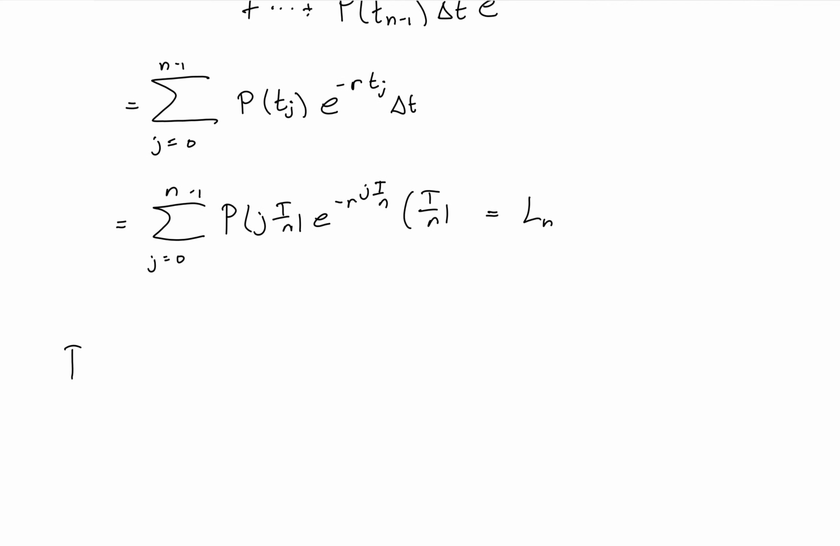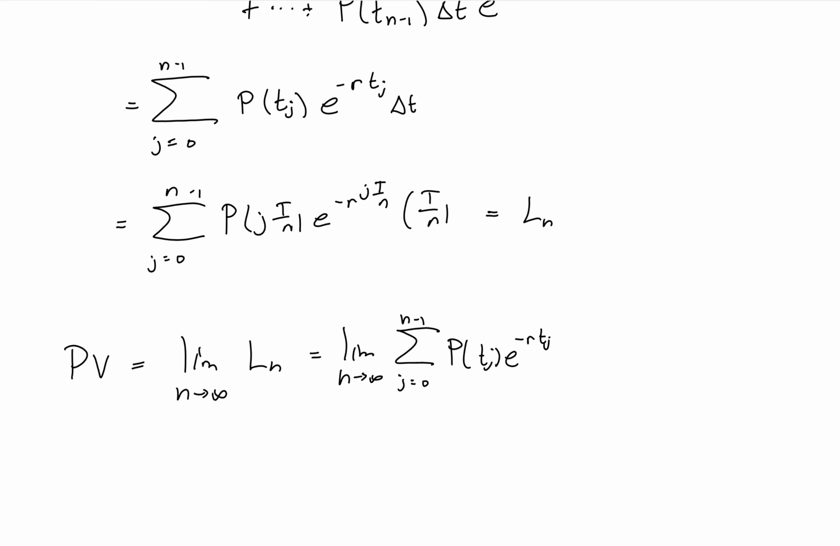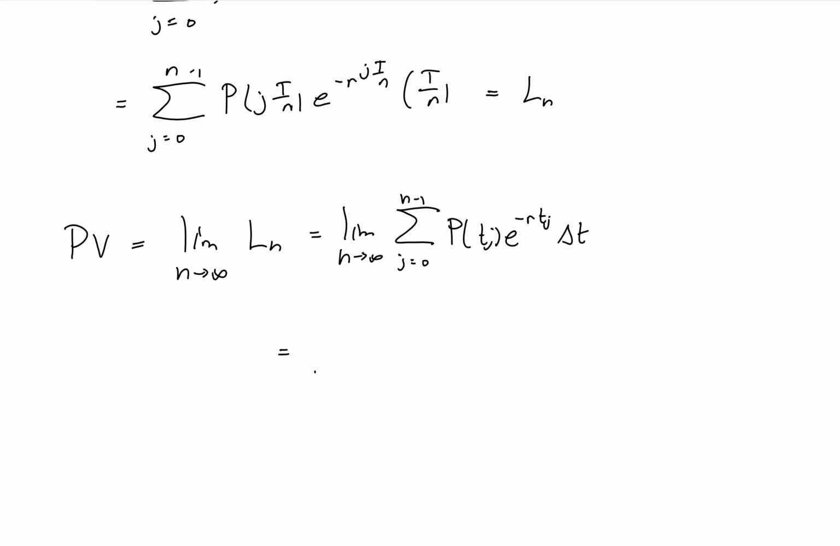So then the present value would be the limit as n goes to infinity of L sub n, which is the limit as n goes to infinity, sum from j equals 0 to n minus 1, p of tj, e to the minus r tj, delta t. And now if we want to write this as a definite integral, our interval is from 0 to T, and now this is our function, so we're going to have p of t, e to the minus rt, and then my delta t becomes a dt.